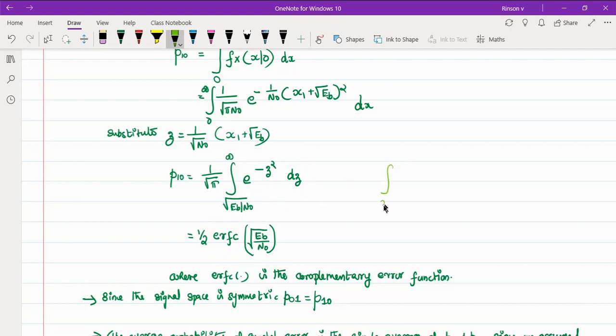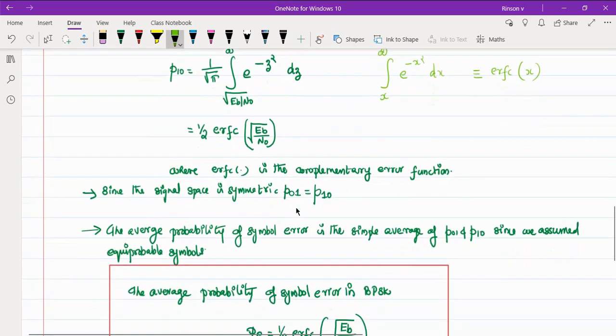The integral from x to infinity of e to the power minus z square dz is represented as the complementary error function of x. This integral is represented by this. So here, instead of x, we have root Eb by N0. So you replace that by root Eb by N0, and we get half erfc of root Eb by N0.